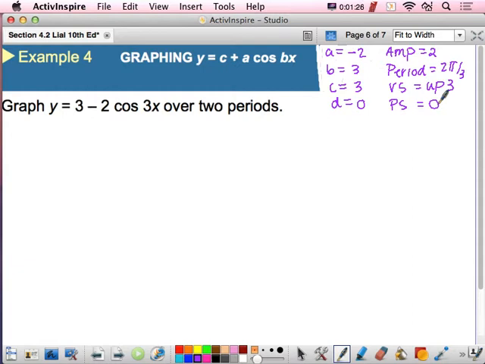The nice thing about this particular problem is we have the same base function, y equals a cosine bx. Didn't we just finish doing this one? Yes? So if we flip back to the previous slide, we can see that we have the exact same table. Okay, so that's nice.